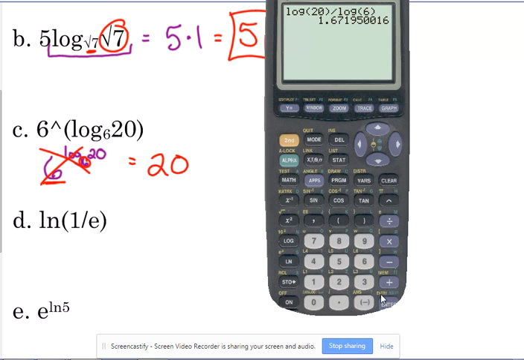So like I was saying, I knew it was somewhere between 1 and 2. I didn't know exactly what it was, but it was somewhere between 1 and 2. So there's the answer to the exponent. And then I'm raising 6 to that power. Whoops, wrong button. 6 to that power. And I get 20. So the answer is 20.